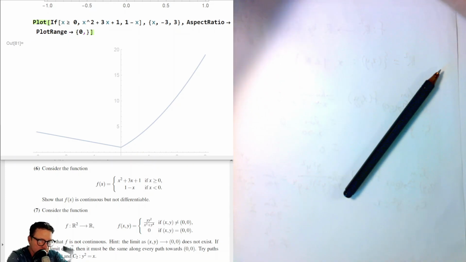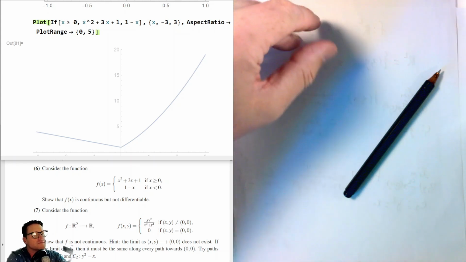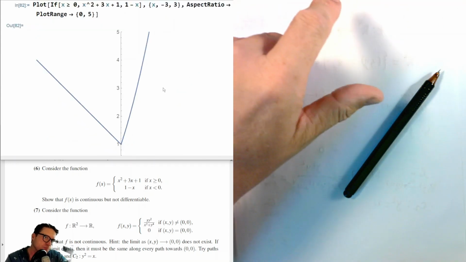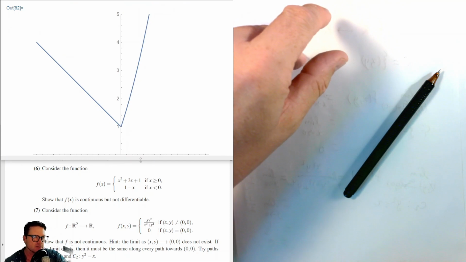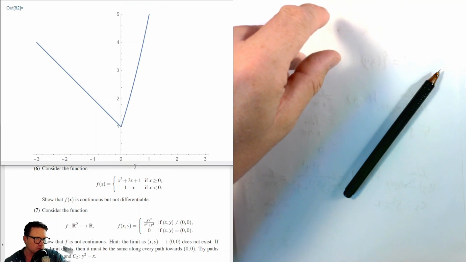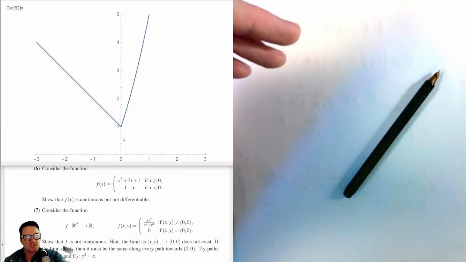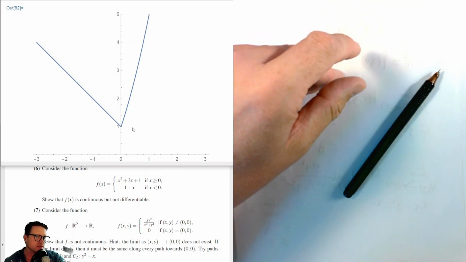Let's chop it off at, say, 5. Okay, so this is possibly a more realistic view of this. I'll scoot this down a little bit more. All right, so I want you to notice a couple of things here when we plot this function.